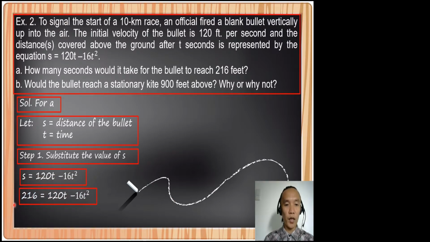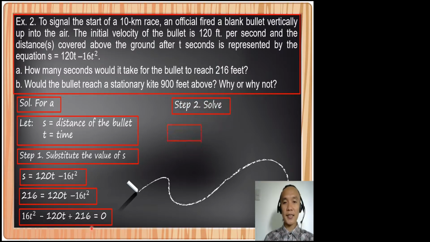Making the new equation as 216 equals 120t minus 16t squared. Now, changing the equation into standard form, we will have positive 16t squared, because if you move negative to the other side, that will become positive. Then positive moved to the other side will become negative 120t. Then just copy positive 216 equal to 0.